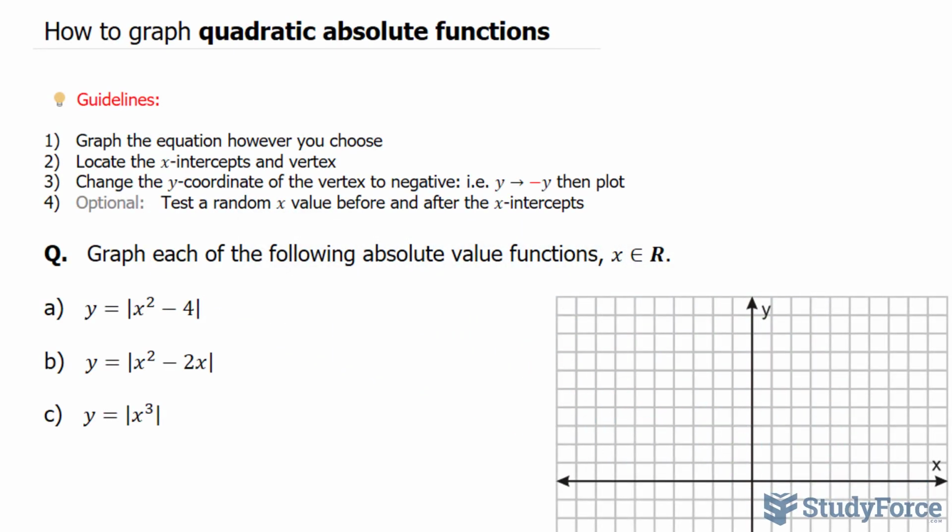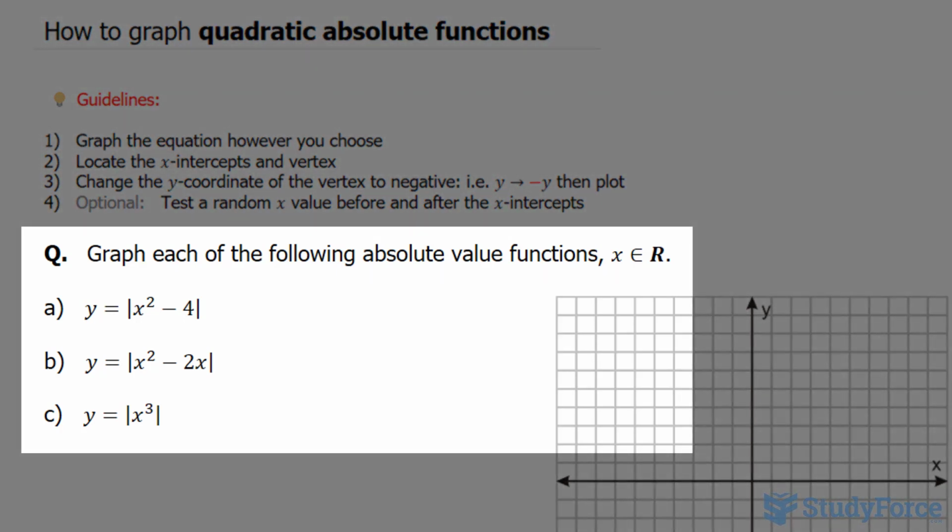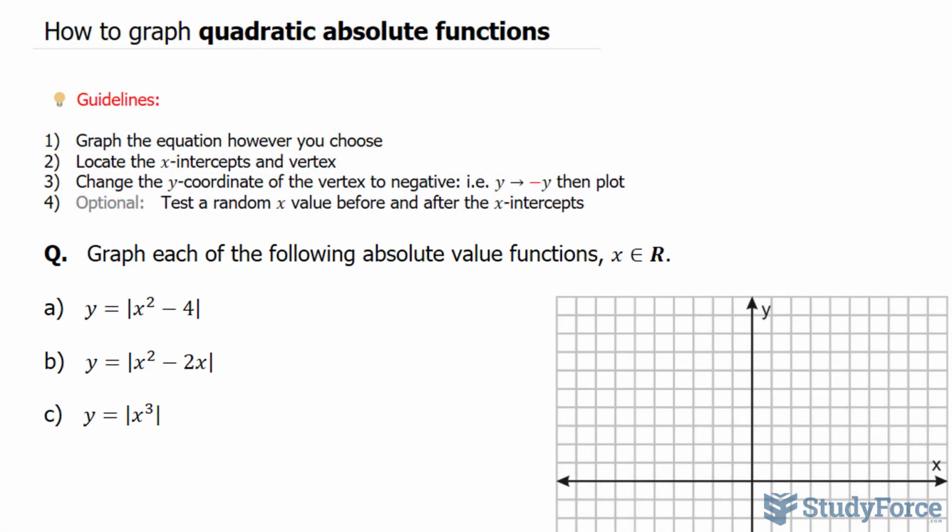In this lesson, I'll show you how to graph quadratic absolute functions. The question reads, graph each of the following absolute value functions where x is an element of the reals. Now I do realize that question C is a cubic, but I've included that as an extra. Let's start with question A.